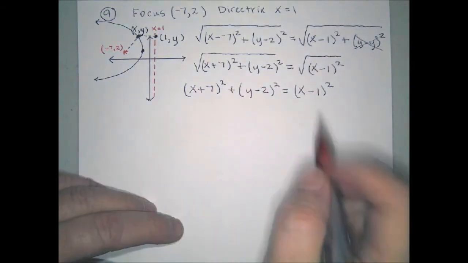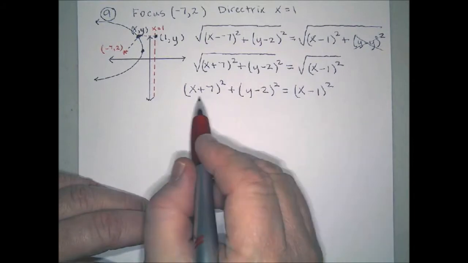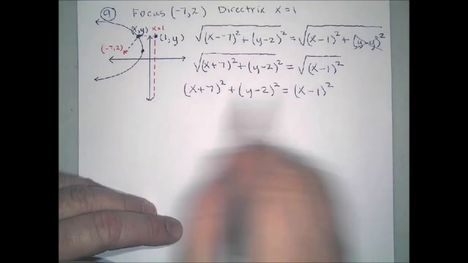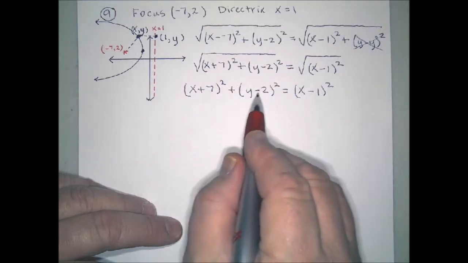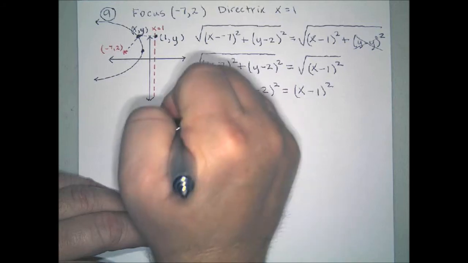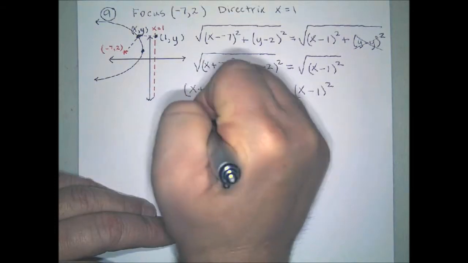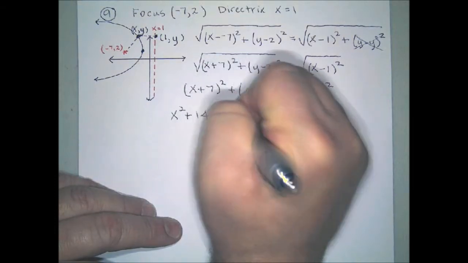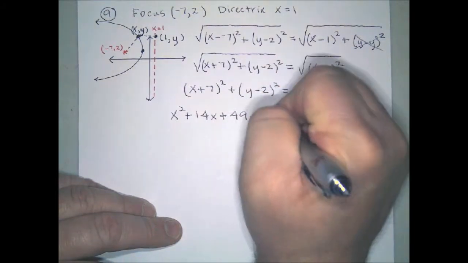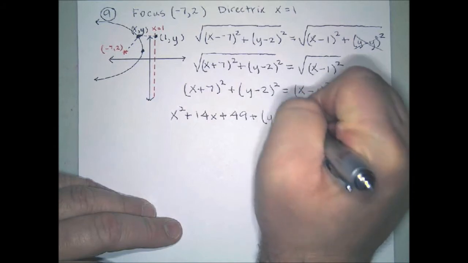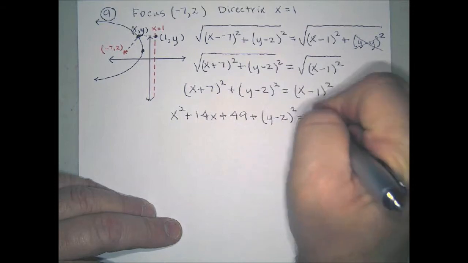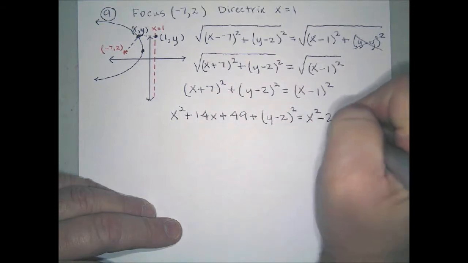Okay, now at this point, I'm going to need to expand the x's because ultimately I have to combine like terms. I don't need to expand the y. So if I expand the x's, x plus 7 quantity squared is x squared plus 14x plus 49. Now I'm going to leave the y minus 2 as a squared term. But over here, I need to FOIL this out, and that would be x squared minus 2x plus 1.